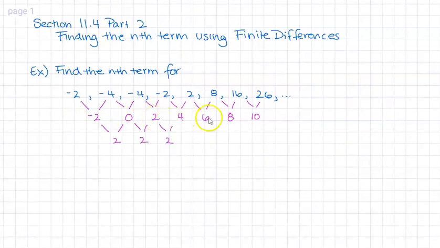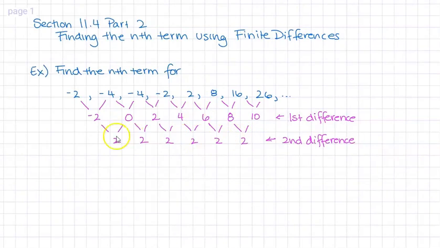Now we're getting that constant. 6 minus 4 is 2. 8 minus 6 is 2. 10 minus 8 is 2. So each level we have a difference. This first level is called the first difference. The second one is the second difference.